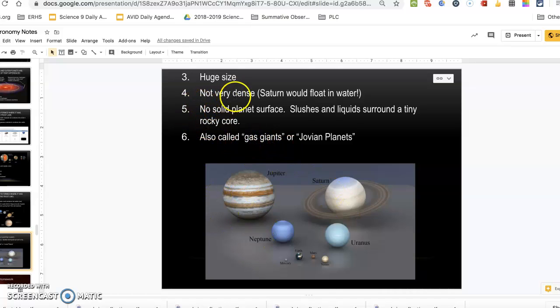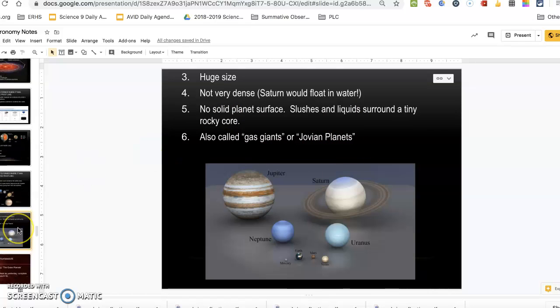The planets themselves are not very dense. In fact, if you took Saturn, based on the density we figured out, it could technically float in water, which is really weird. There's no solid planet surface. Really what you can think of it as is slushes and liquids surrounding a tiny, tiny rocky core. So their names again are gas giants, or another name is Jovian planets.